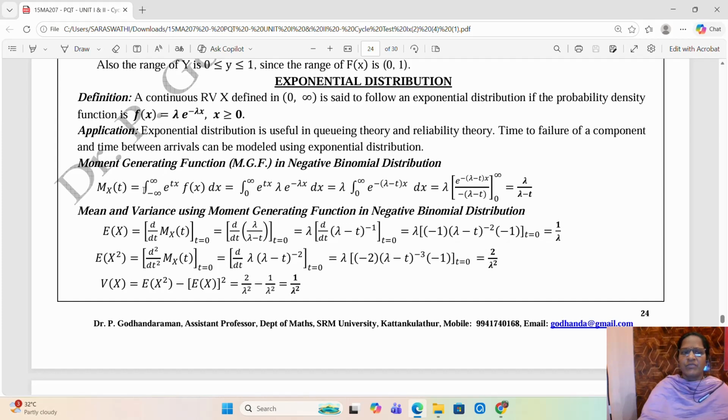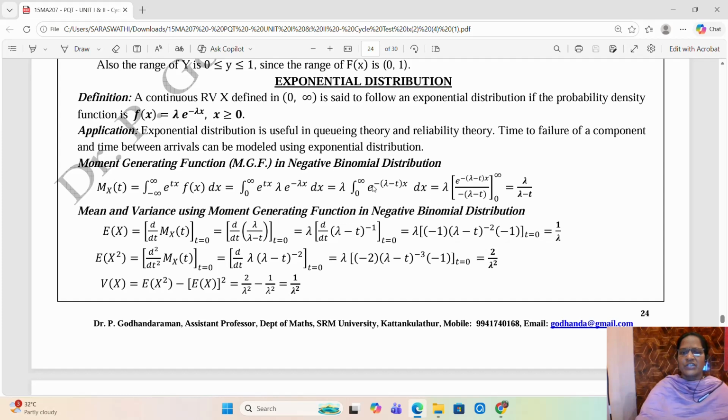So instead of f of x in the formula, we write the integral from 0 to infinity of e to the power tx into lambda e to the power minus lambda x dx. Here lambda is a constant, so we have lambda times the integral from 0 to infinity of e to the power tx into e to the power minus lambda x dx. Taking x as common in the exponents, we get e to the power minus (lambda minus t) x dx.